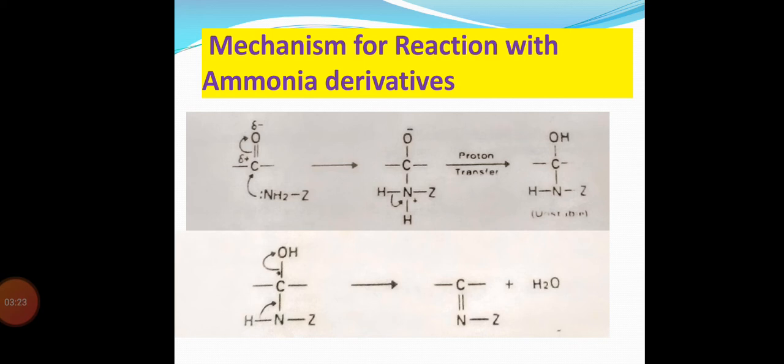For understanding the second type of addition to aldehyde and ketone, this type of addition is the addition of ammonia derivatives. In this type of addition, the magic will give us two important products, which are very common in this type of addition. One is the formation of carbon double bond nitrogen instead of carbon double bond oxygen, and the second important product in this type of reaction is the removal of a water molecule.